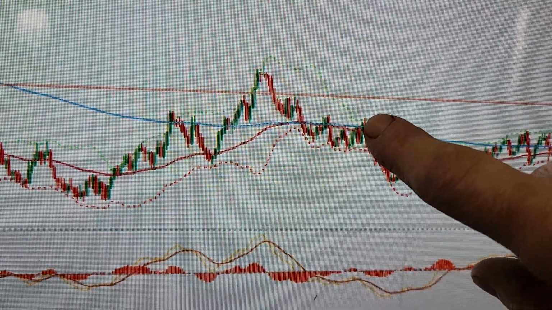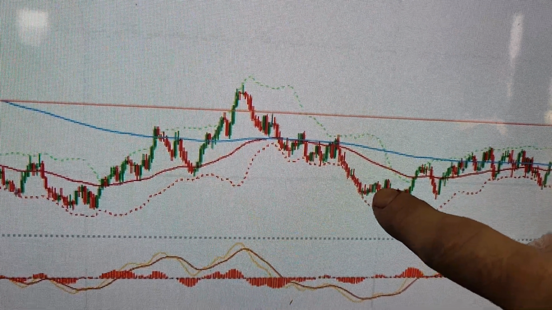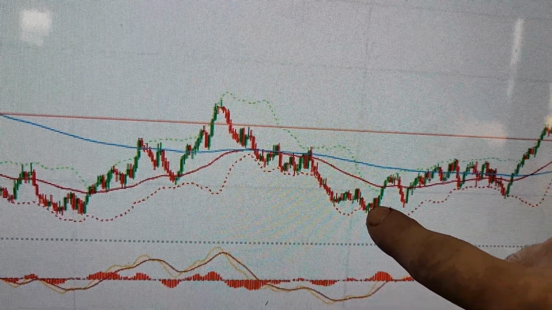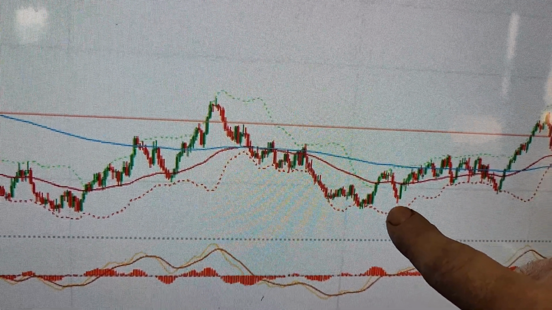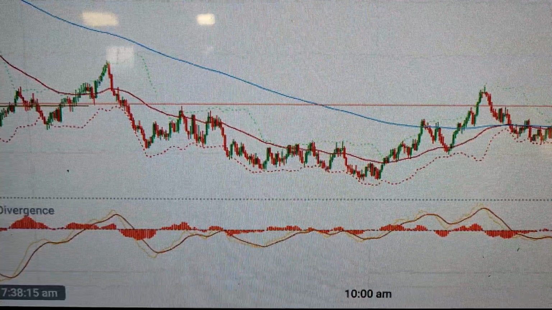See, when it bounces off the green, sometimes we know it's going to fall down. Hit the red, come up. Hit the red, hit the green, come down. So that's one little indicator I use. That would be the Bollinger Bands.